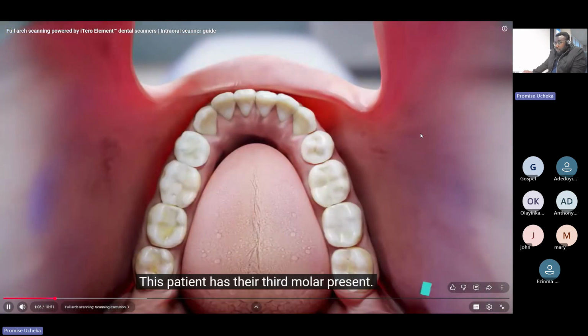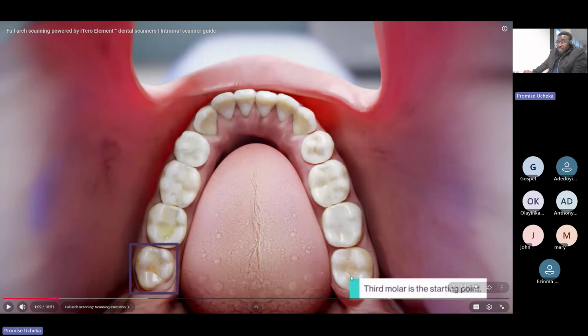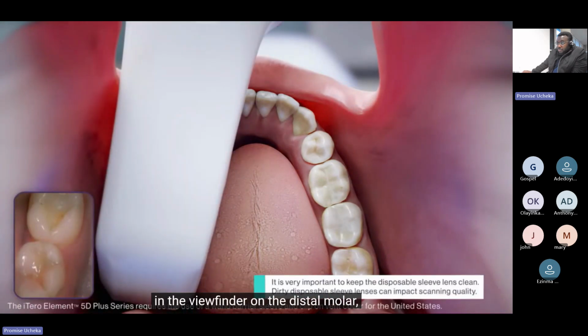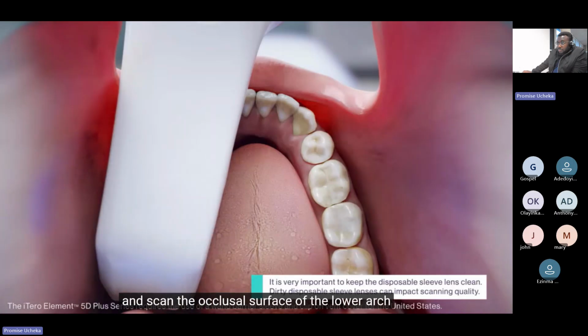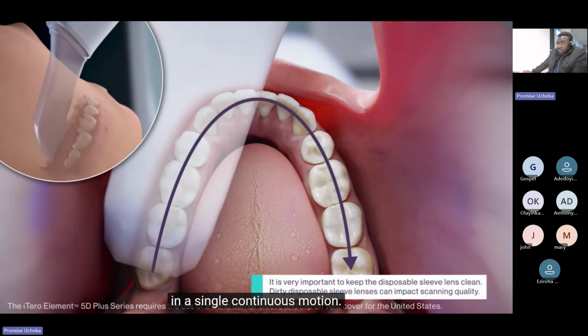This patient has their third molar present. That tooth is the starting point. So you notice here, there are patients that will have their third molar intact, but there are some other patients that will not have that third molar present. In this case, this patient has the third molar present. Once the location of the starting point is confirmed in the viewfinder on the distal molar, turn on the wand and scan the occlusal surface of the lower arch in a single continuous motion.